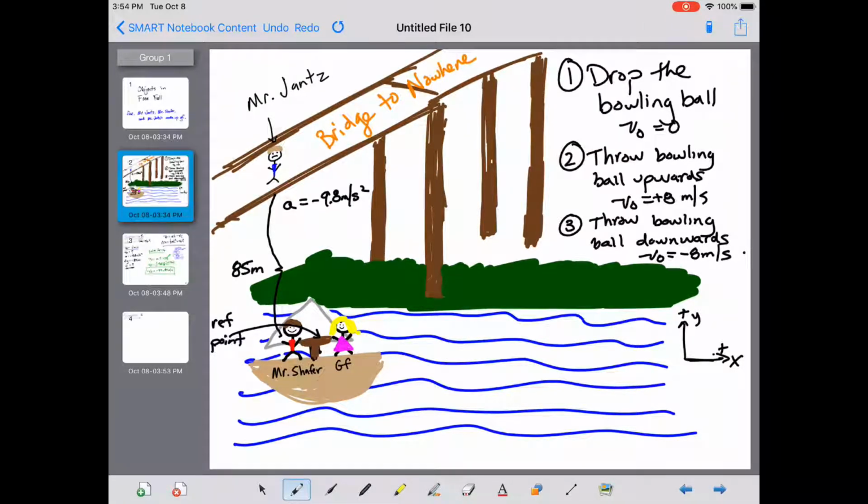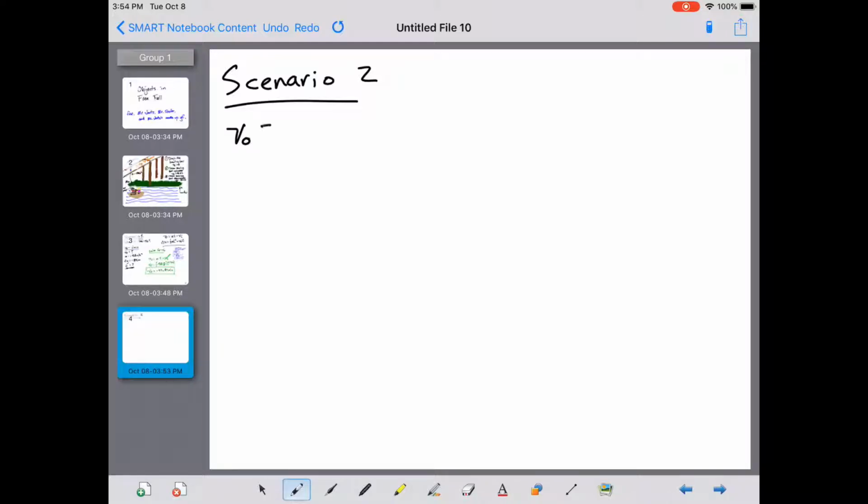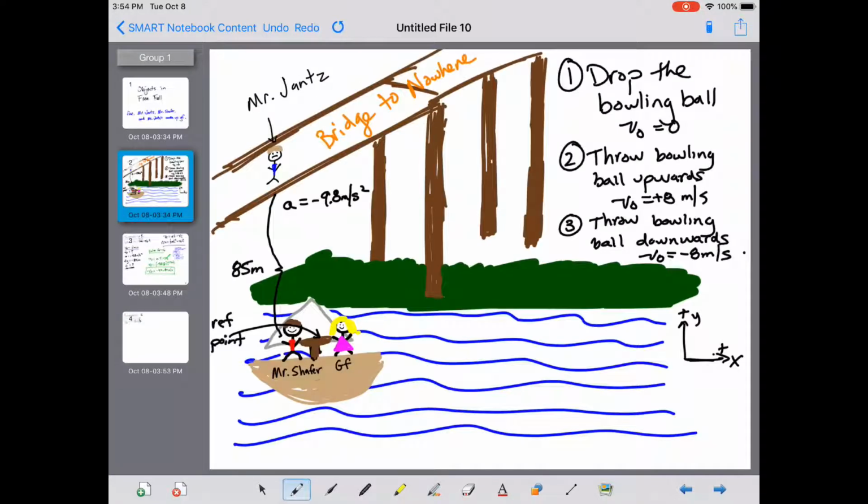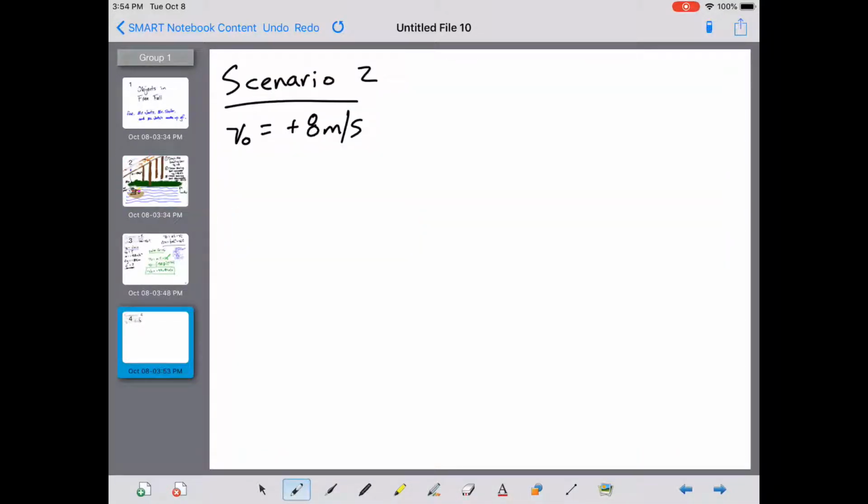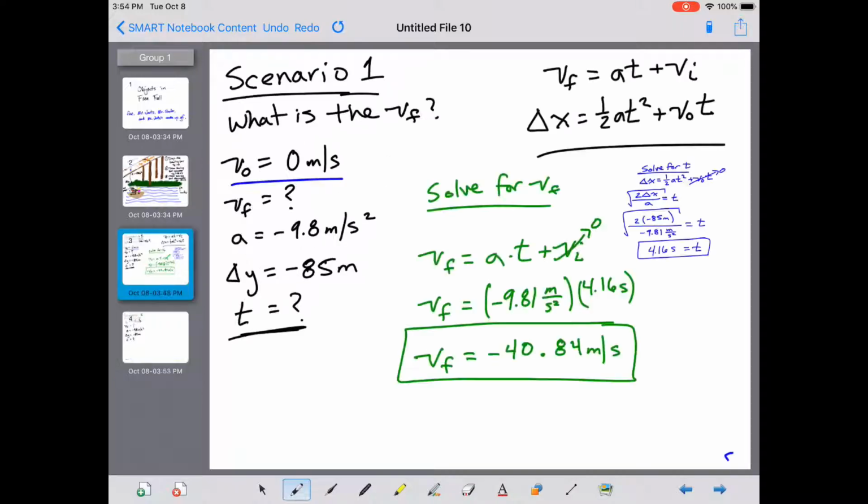All right. So v initial is equal to positive 8 meters per second. It's positive 8 because we defined the positive y direction as up. V final, we don't know. Acceleration, negative 9.8 meters per second squared. Delta y is negative 85 meters. And time we don't know again because this time is going to be different.